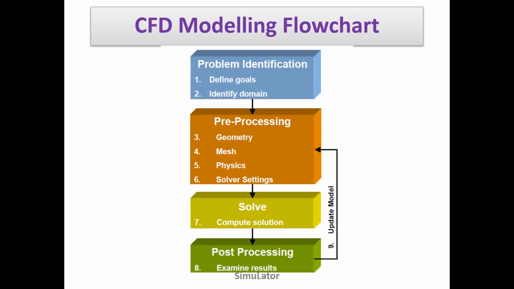To create a CFD model, there are basically 8 steps divided into 4 major parts. First one is problem identification, second one is pre-processing, third one is solving, fourth one is post-processing.